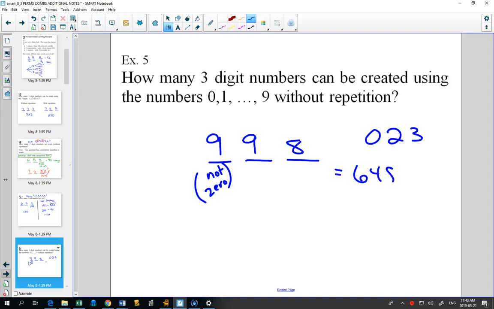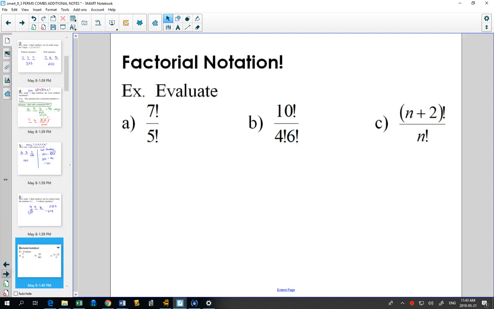Multiply this out. 648 ways are possible. All right, so that is dealing with restrictions. Some other stuff, this is review.